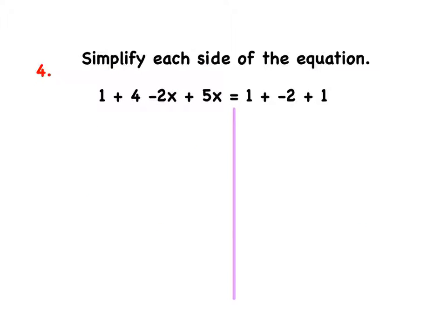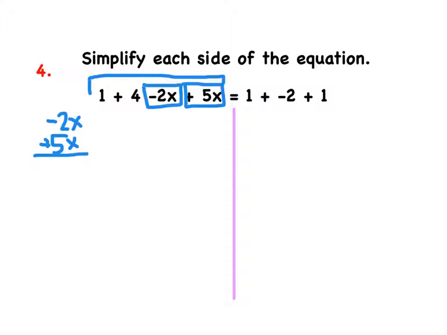Now this one requires us to simplify both sides of the equation. Okay? So I'm going to start with the left-hand side. I'm going to find all of my x's. So I have negative 2x plus 5x. I'm going to add those together. Negative 2 plus 5 is going to be positive 3x.